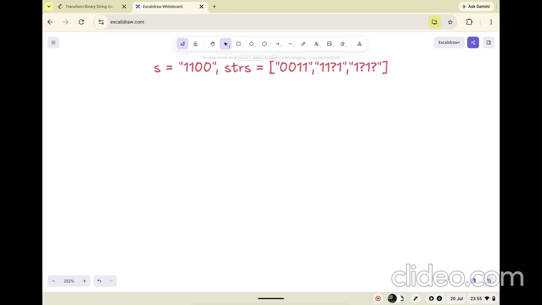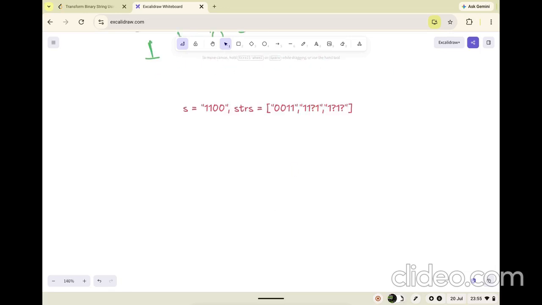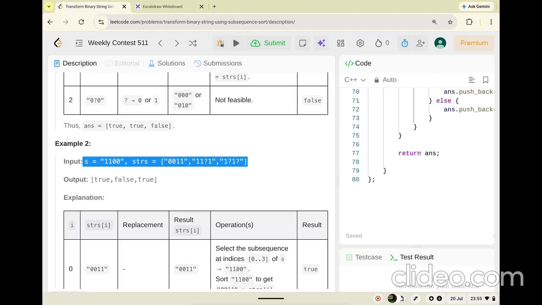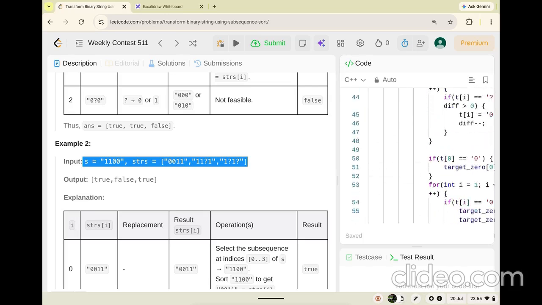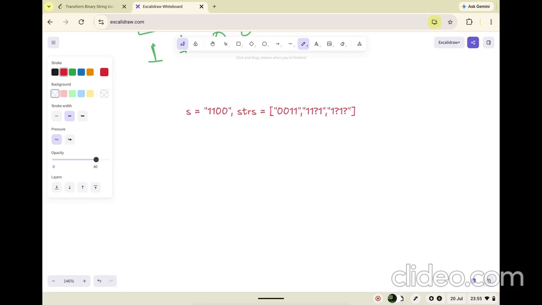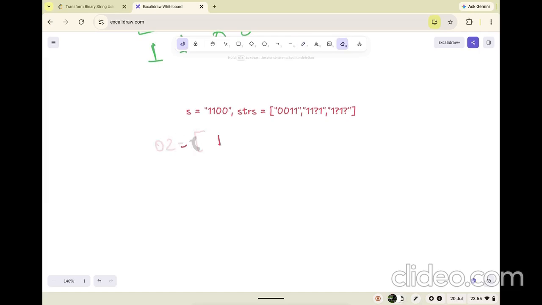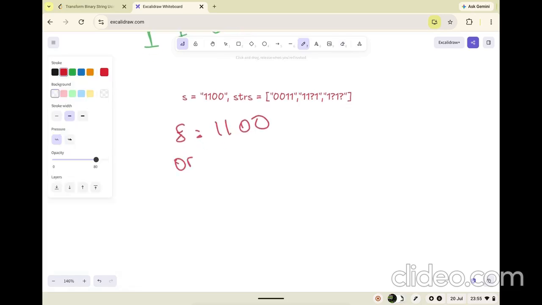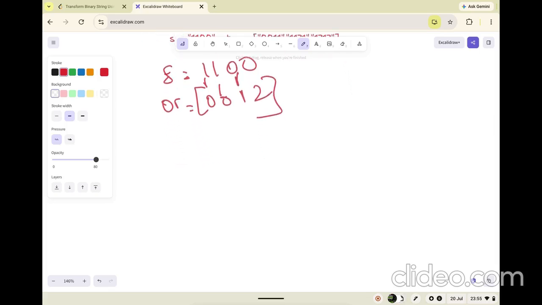So let's first create the string which we call original zeros, I'm saying it as oz. First let me write the string s is 1100. Original zeros will have the number of zeros at each place: 0, 0, then 1, then 2. So this is my original zeros.